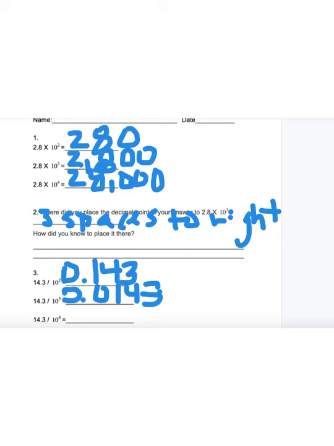Then the last one, 14.3 divided by 10 to the fourth. It's division, so we're going to move the decimal point to the left, and our exponent is 4. So we're going to move it 4 spaces. So my answer is going to be 0.00143.